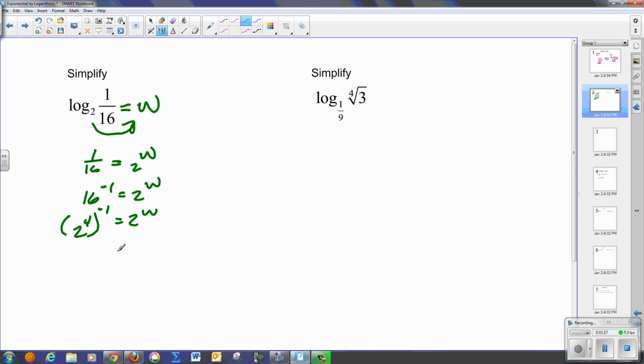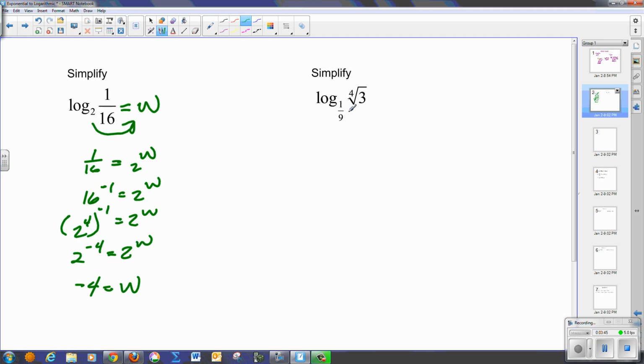And that's equal to 2 to the w. This is 2 to the negative 4 equals 2 to the w. So w is equal to negative 4. And that's the simplified answer of this problem.